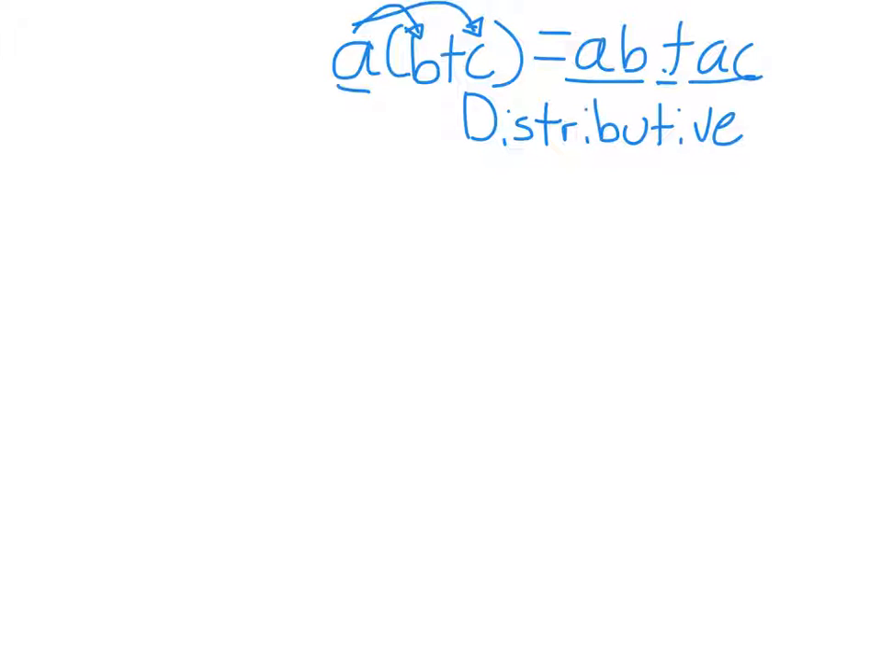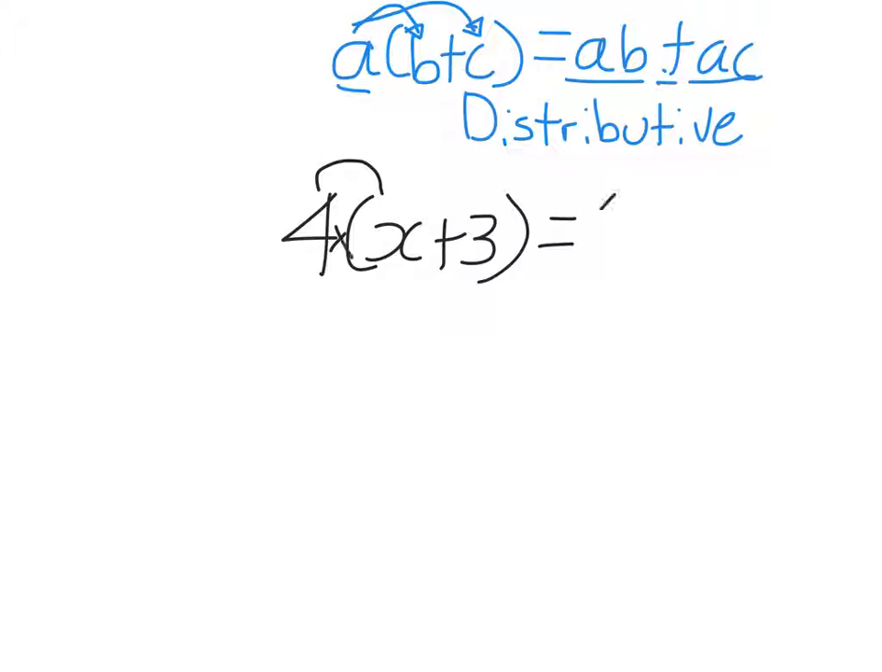So let's say I have, for example, 4 outside of x plus 3. Okay, so I have to distribute the 4 to the x, so that's times. Remember, if no operation is written, it's times. So 4 times x. Then I distribute the 4 to the next thing in the brackets, 3. So 4 times 3 is 12, and there's a plus in the middle, so I put that between them.